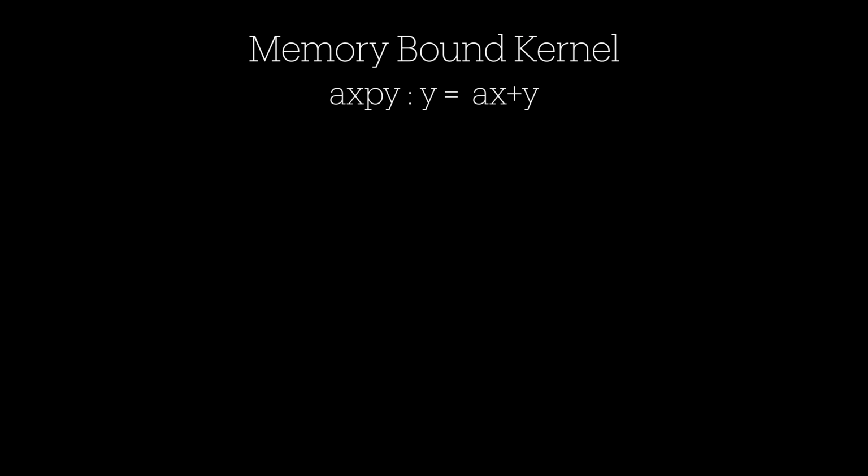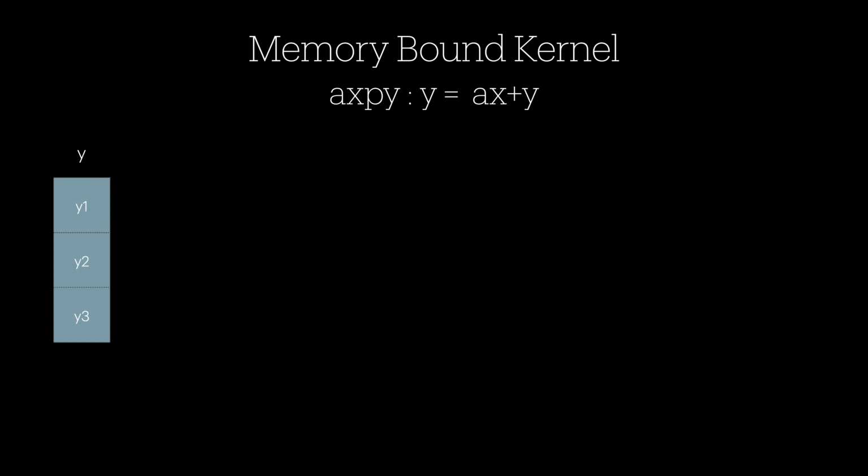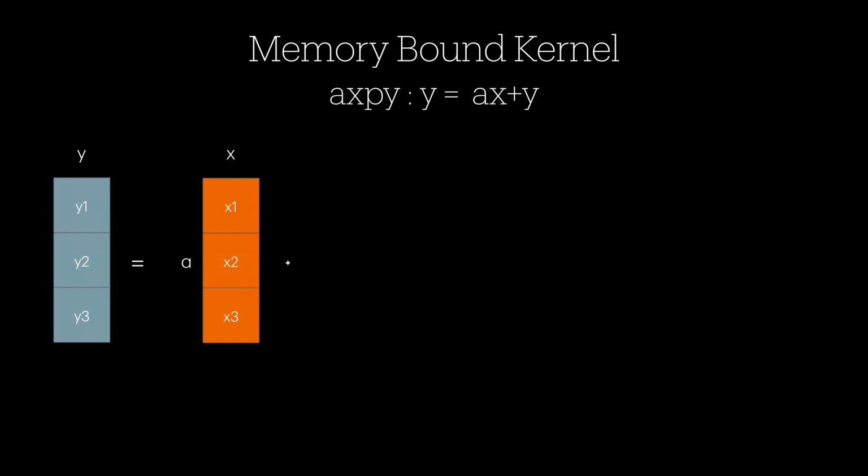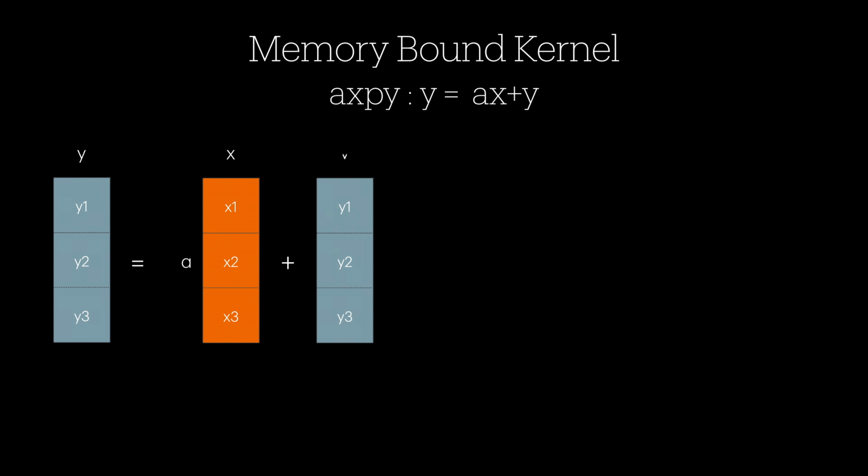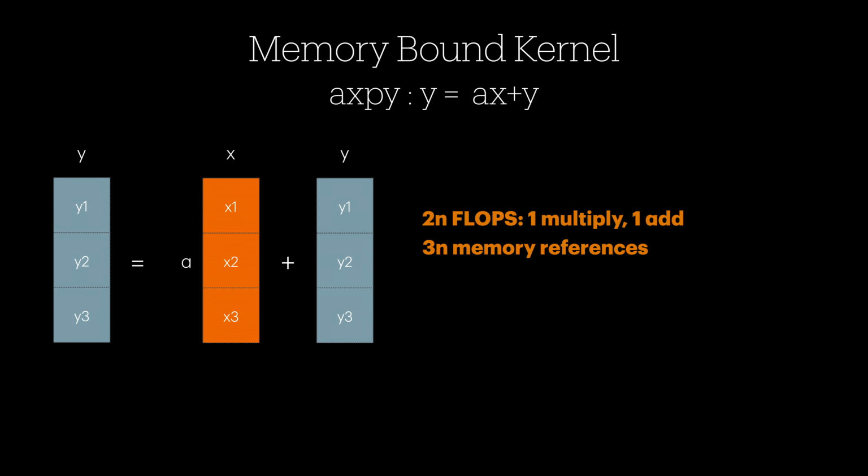To measure peak memory bandwidth, we need a kernel that is purely memory bound, and AXPY is a perfect candidate. The operation is simple, y equals alpha times x plus y. For each element, we perform just one multiply and one add, so that's two floating point operations. But look at the memory traffic. For every element, we read x, read y, and then write back to y. That's 3 memory accesses, or more precisely 2 reads and 1 write.